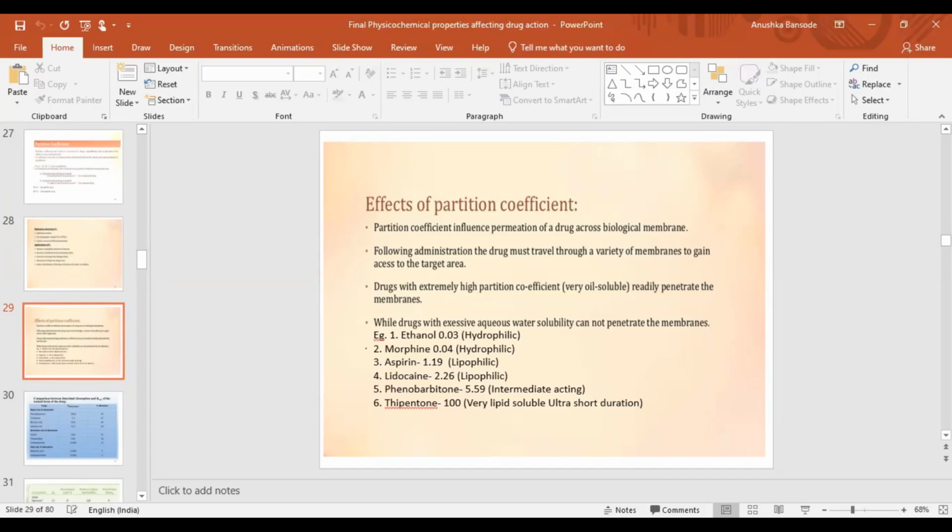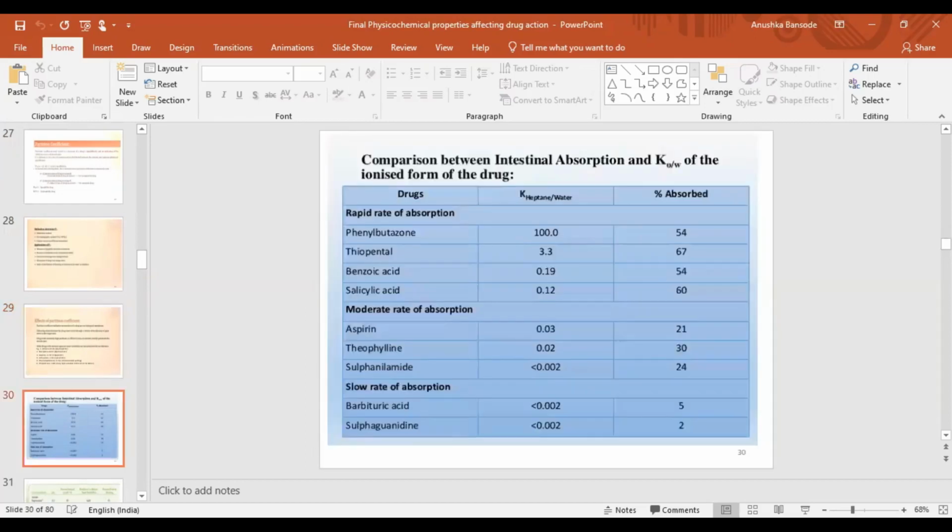Ethanol has 0.03, which is hydrophilic; morphine 0.04; aspirin 1.19, lipophilic; lidocaine 2.26; phenobarbital 5.59, which is intermediate acting; and thiopental, it is 100, very lipid soluble with ultra short duration. This particular table tells us about the comparison between intestinal absorption and the partitioning effect of the ionized forms of the drug with percent absorption.